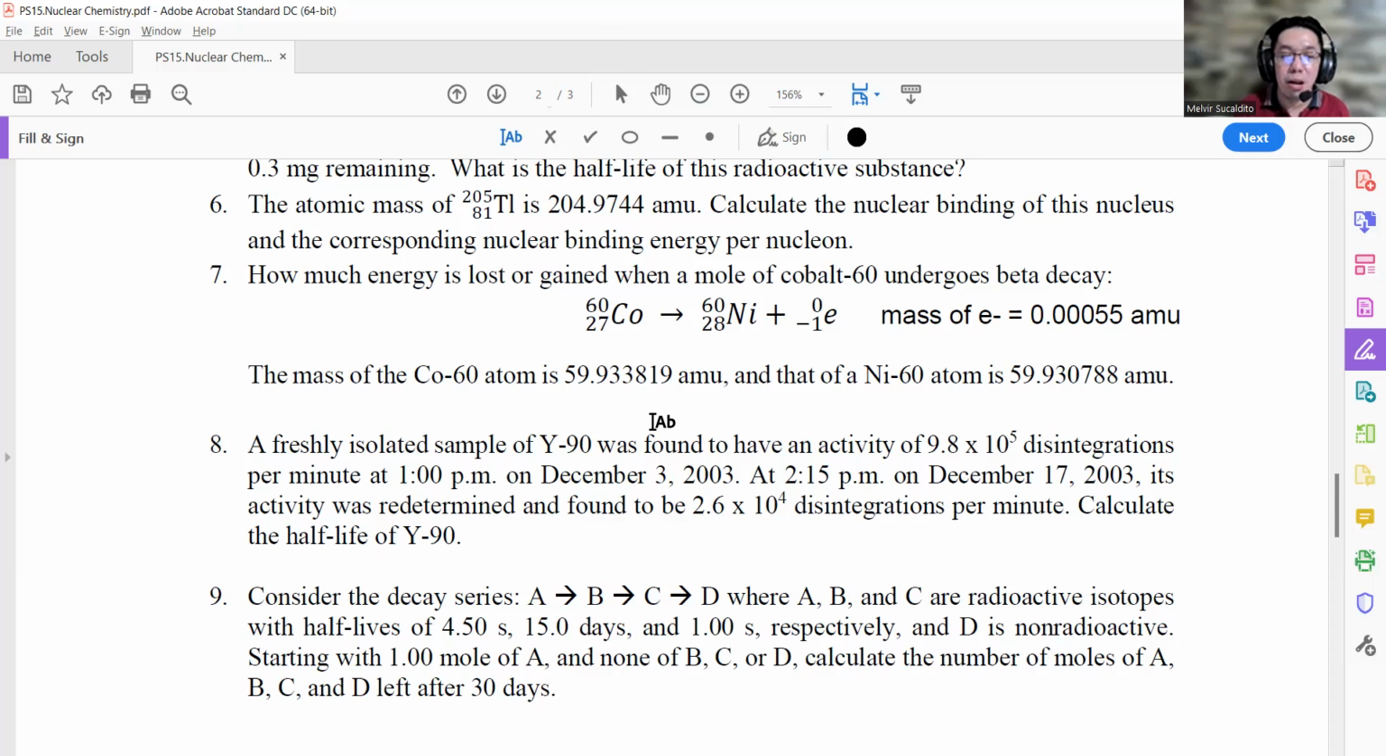Did you note it? You have a copy of the problem, right? The only additional thing given is the mass of electrons, 0.00055 AMU. I'll stop sharing, and you can now share your screen and solve number 7.